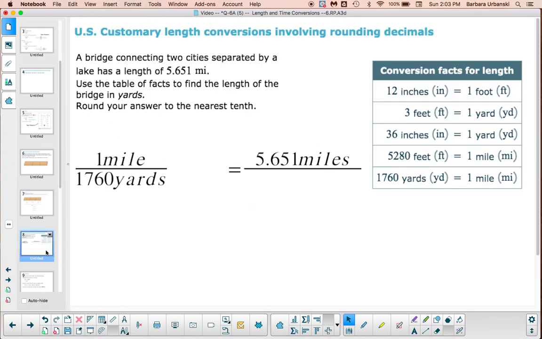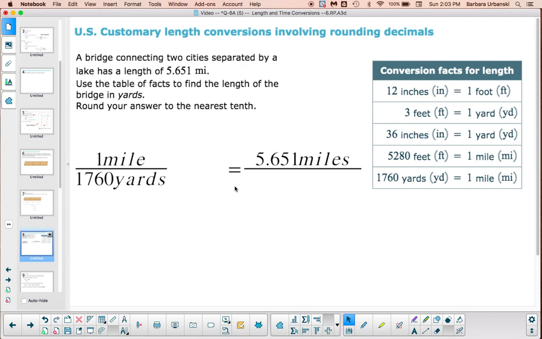Next problem, looking at decimals. Don't let this scare you because it has decimals in it. They're saying a bridge connecting 2 cities separated by a lake has a length of 5.65 miles. They're giving you the table of facts. Now, when they're asking what your answer is in yards, look at your chart over here, and you can see that 1 mile is equal to 1,760 yards. That would be your first ratio.